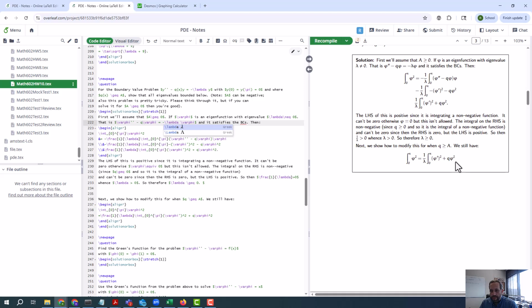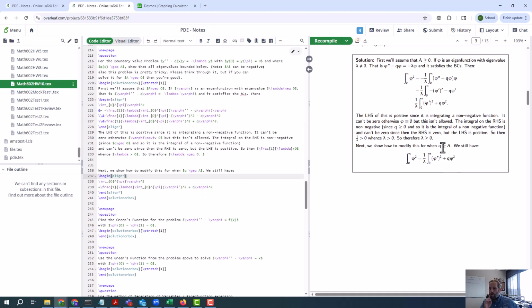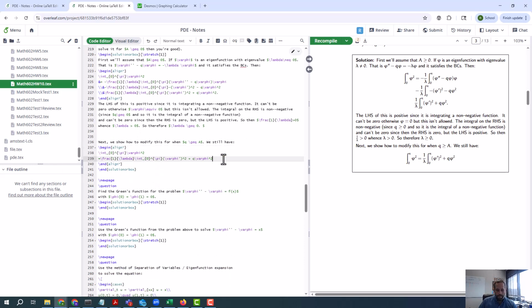Okay, so we still have this. This is all true. The only difference now is that we don't know about q phi squared. So what we're going to do, q could be negative. This integral here could be negative. In which case, what does it directly tell us about lambda? So here's what we're going to do.